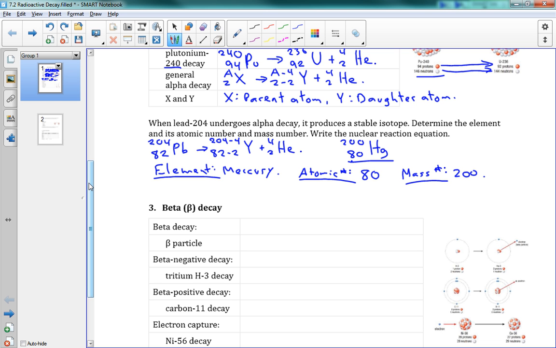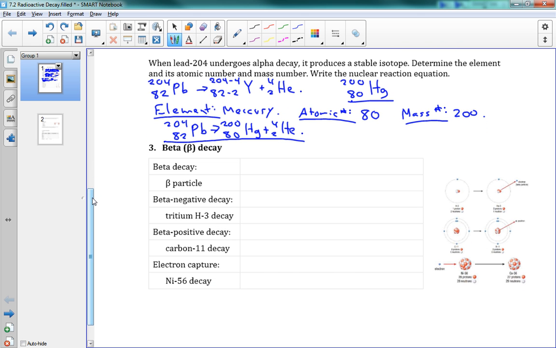The last thing it asks for is the nuclear reaction equation. So we have 82,204 Pb. This is basically what we wrote at the top, but now we're going to fill in what that missing one actually was. 80, 200 Hg plus our 2,4 He. And there's our complete answer. Notice that the question asked a few pieces of information. Cool, so that is our alpha decay.